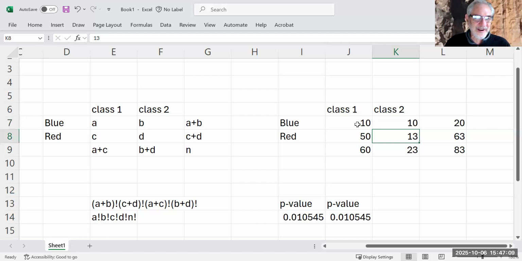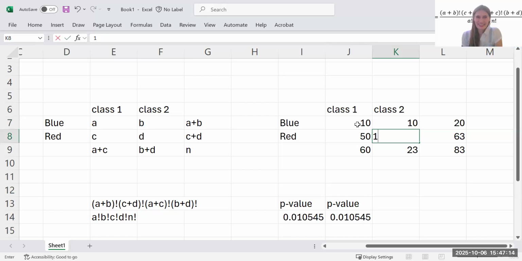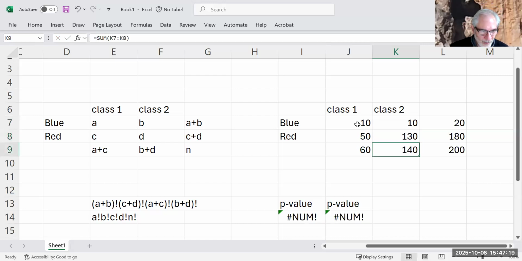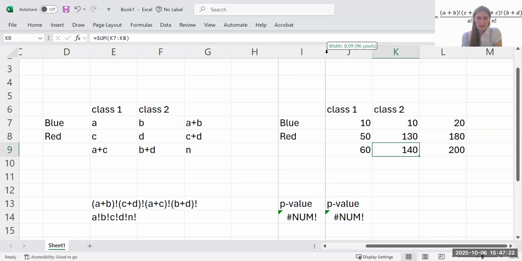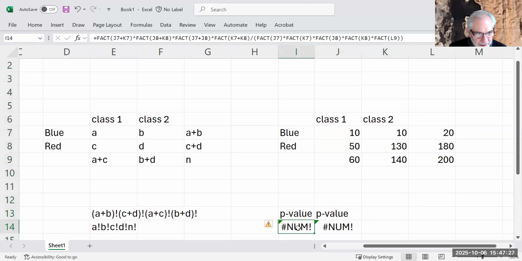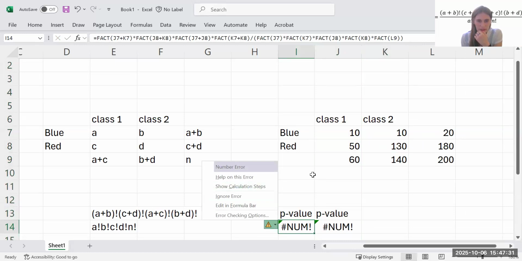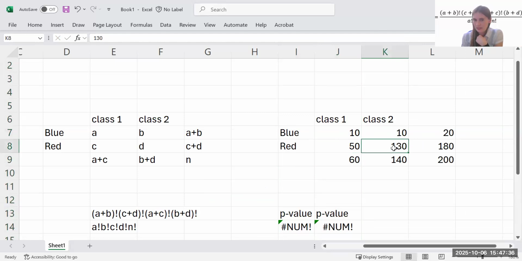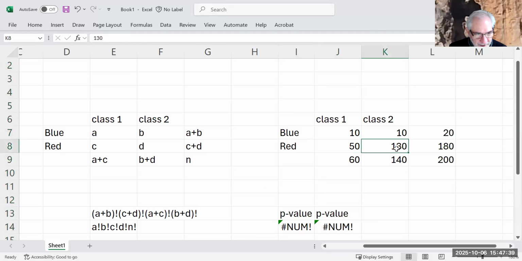And now, what's 13 times 5? Oh, 130, right? Yeah, 130. Then multiply by 10. Oh, what happened? Not even a number? Oops. What happened here? What does it say? Number error. Really? Bizarre. 180, 200? What is going on? Why? It was 1. That's weird, eh?